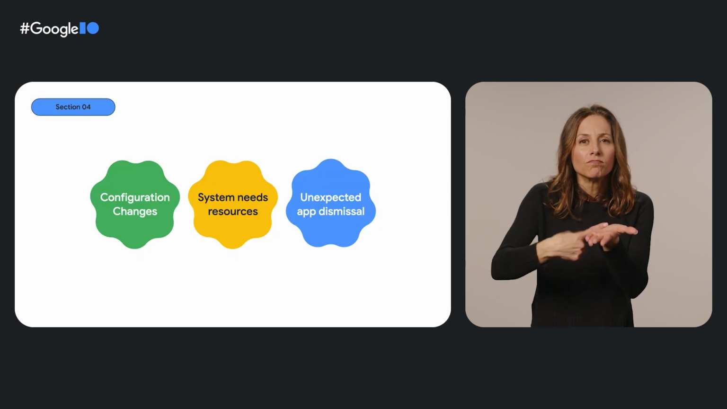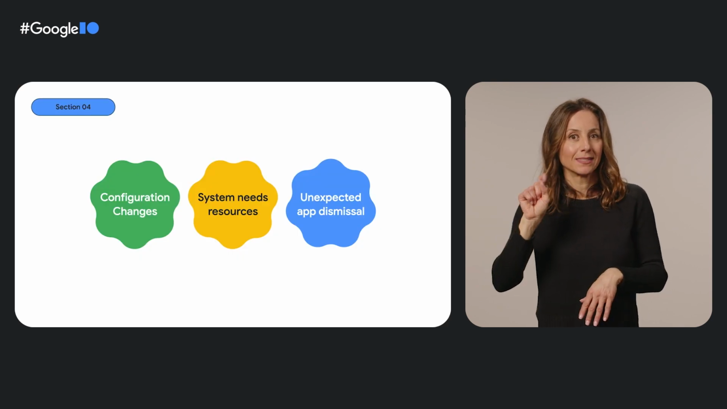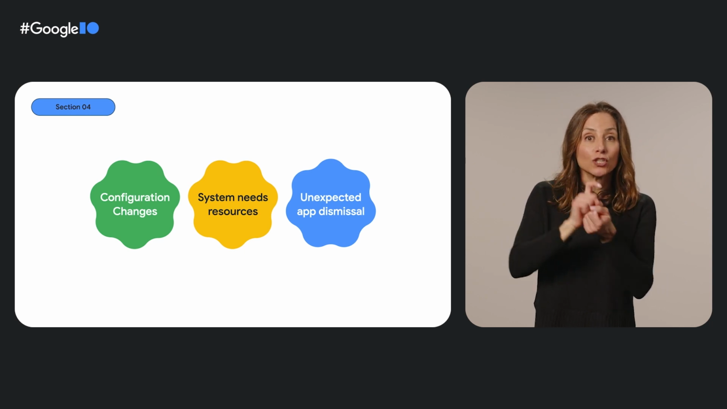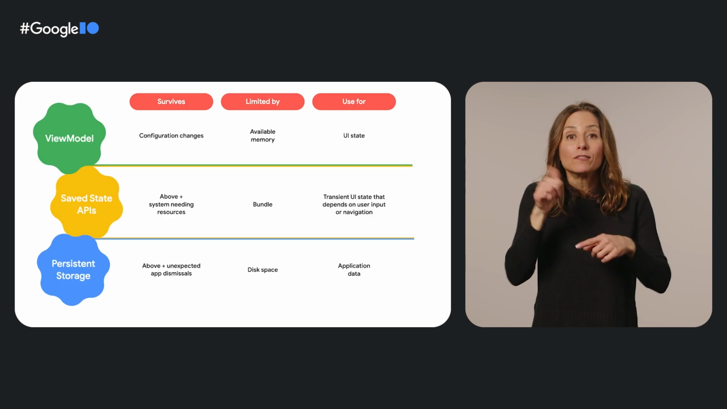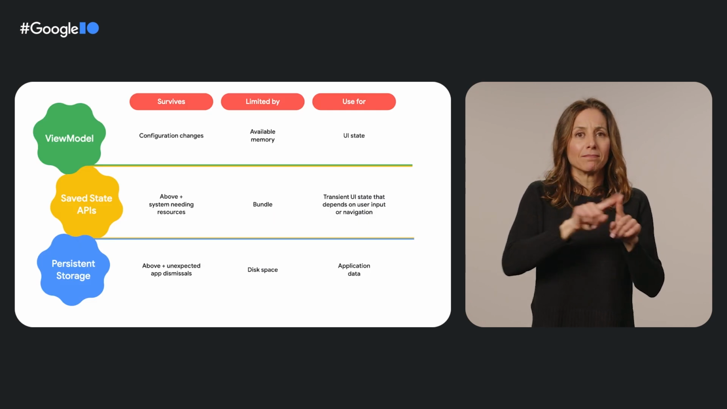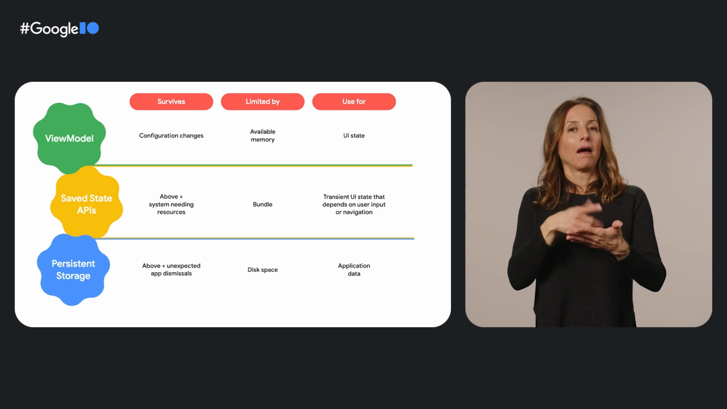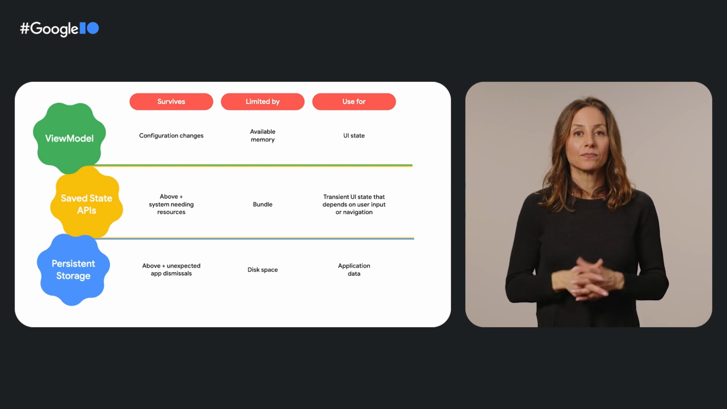Saving UI state on Android goes over the different ways your app can lose UI state, like during config changes, when the system needs to reclaim resources, and during app dismissal. Learn about best practices to handle saving state in these different scenarios so that when your users return to your app, state is restored correctly.